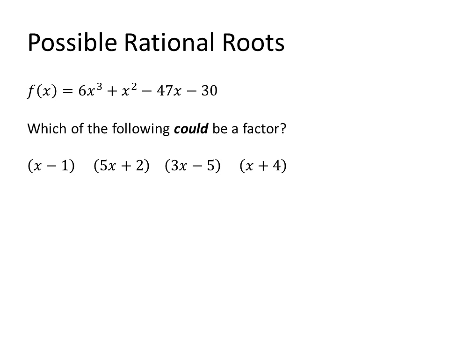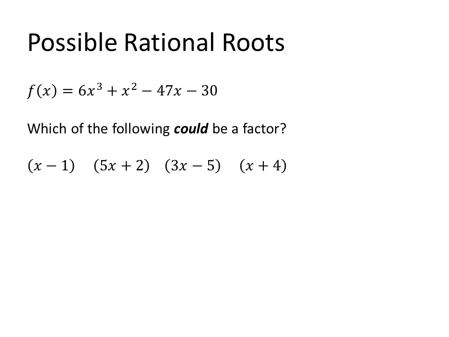The next example here, 5x plus 2, is not a possible factor. The reason it's not a possible factor is because 5x cannot go into 6x cubed. That is, 5 is not a factor of 6. The next expression, 3x minus 5, is a possible factor. The reason that this is a possible factor is because 3x will go into 6x cubed. That is, 3 is a factor of 6. And 5 will go into 30. 5 is a factor of 30.